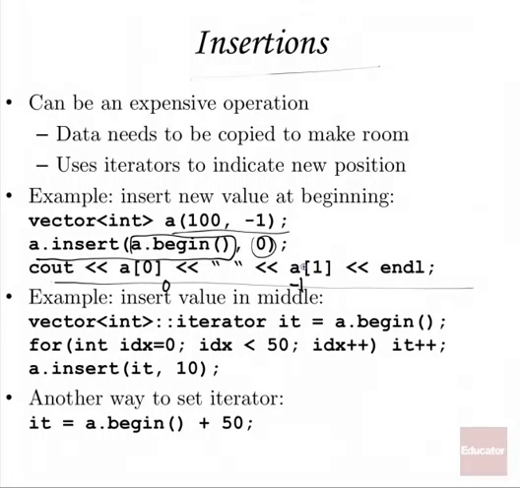So let's do something in the middle. Let's say you're in the middle of a for loop, and you happen to be chunking along, and somewhere in the middle, there's something in your algorithm that says, well, we need to insert something right here in the middle. So now we've advanced our iterator, let's say 50. So we'll put a 10 there. And again, that moves everything over by 1. Size is increased by 1. Capacity is increased by enough, at least 1.